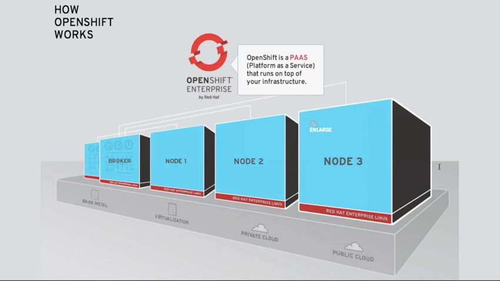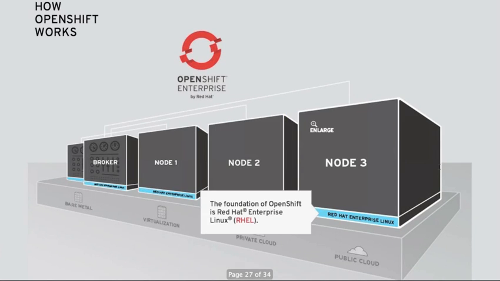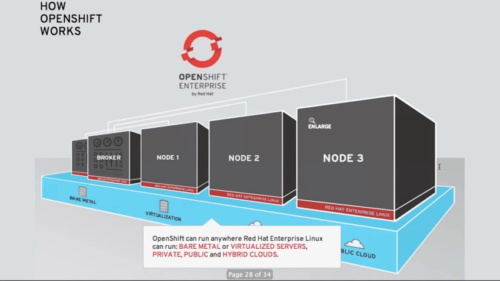It runs on top of your infrastructure. Infrastructure could be anything that runs RHEL. So OpenShift runs on top of RHEL, Red Hat Enterprise Linux. We can run on top of bare metal, which means you have a desktop server running Red Hat Enterprise Linux. If you have Red Hat Enterprise virtual images, we can run on top of that. We can run on top of public cloud like Amazon EC2, or on private cloud like OpenStack. What we need is Red Hat Enterprise Linux.